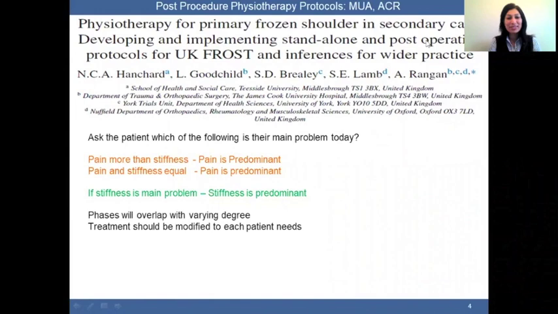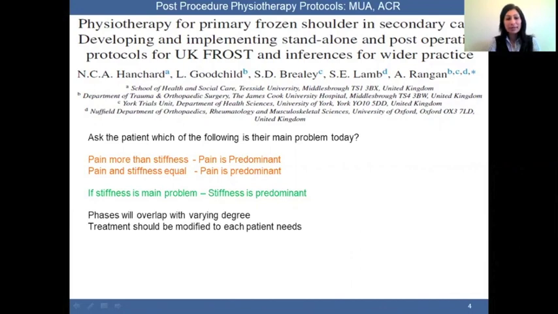In 2020, Hanchard et al. published their UK FROST post-operative protocols, which were meant for post-operative arthroscopic capsular release and manipulation under anesthetic patients. I think this is going to have a massive impact on physiotherapy practice, not only for post-operative patients, but in general, how we manage frozen shoulder patients.